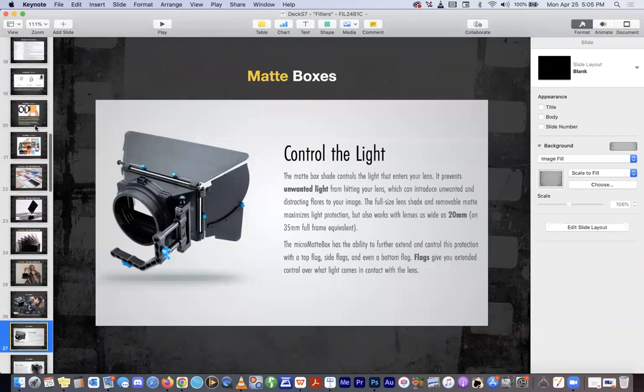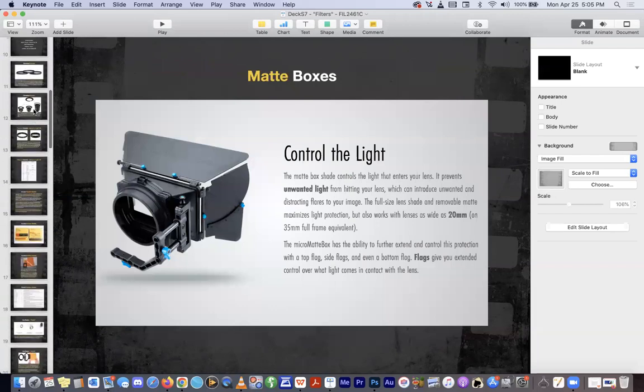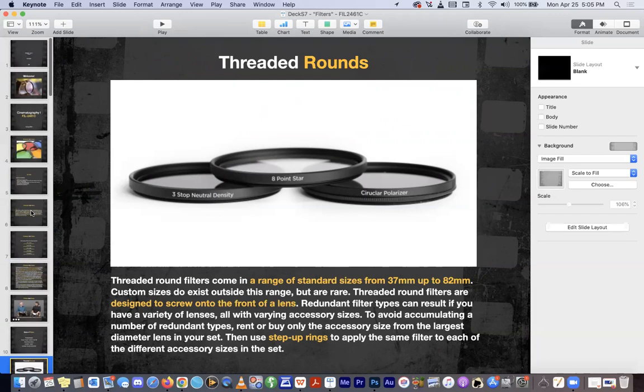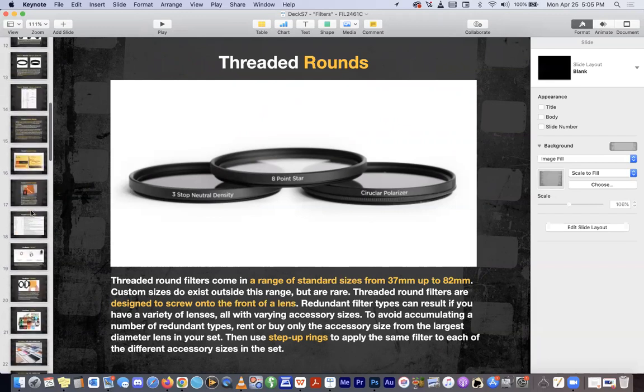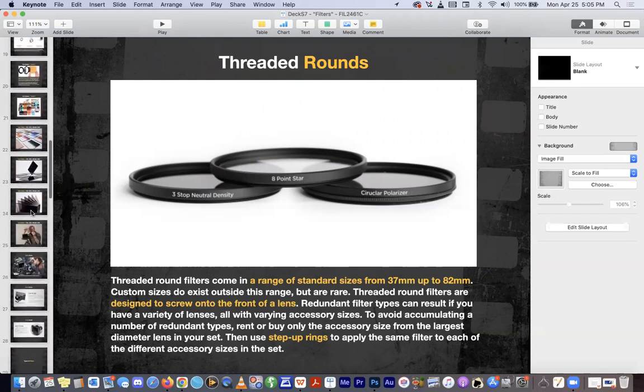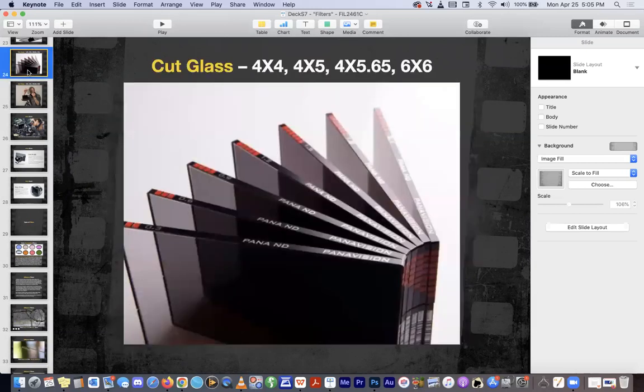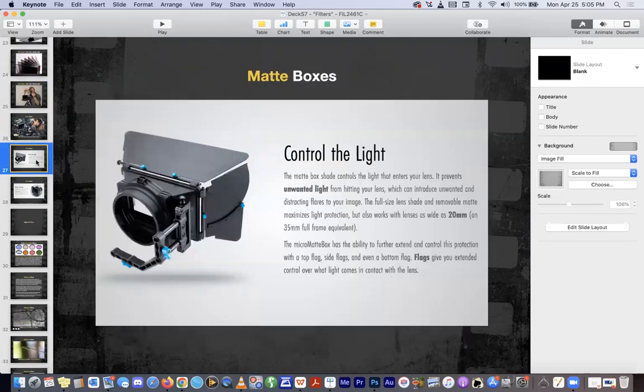Some filters will just screw on the front of a lens, like these color corrective filters or these close-up filters I'm showing you now. These will just screw on the front of your Rokinons, for instance. But if you're using a set of large lenses like those Zeiss I showed you with 114 millimeter barrel diameters, then you're not going to have filters that are roughly 6 inches wide. You're going to have cut glass square filters like these, and they're going to fit into a matte box, which then mounts to the front of your camera by virtue of the iris rods, okay? Iris rods.